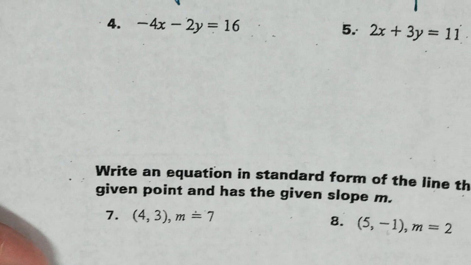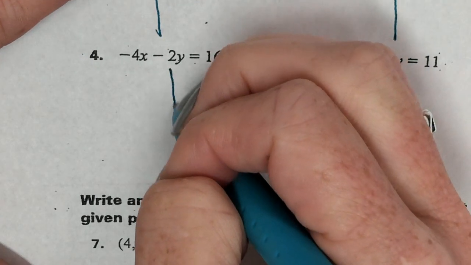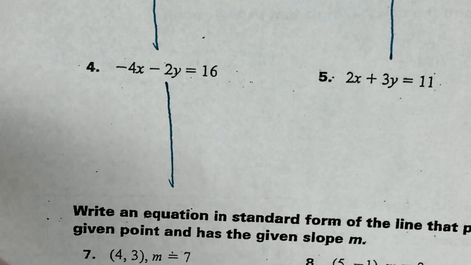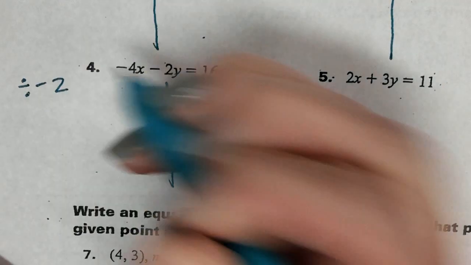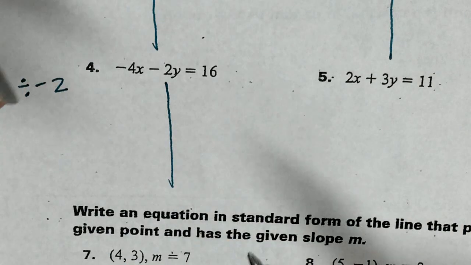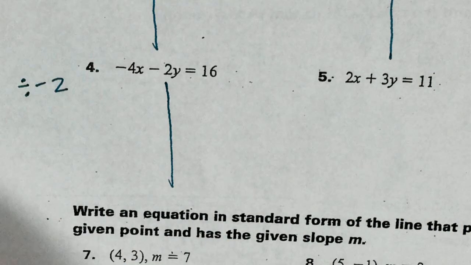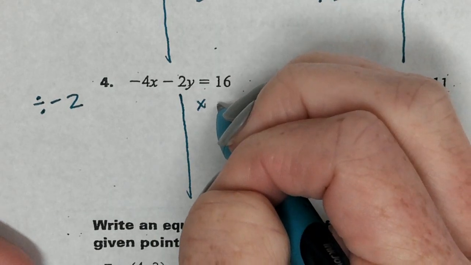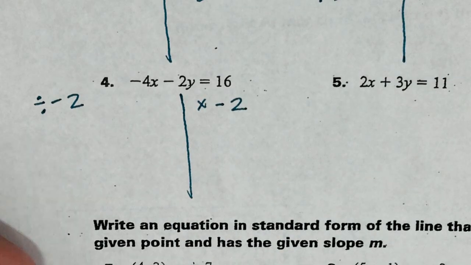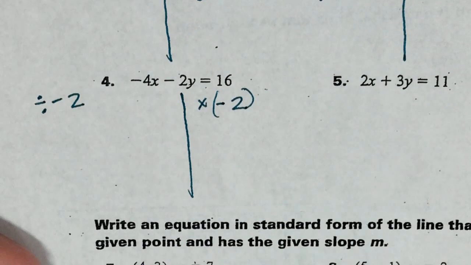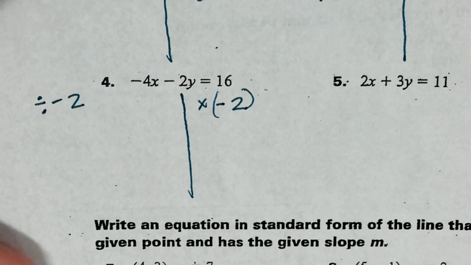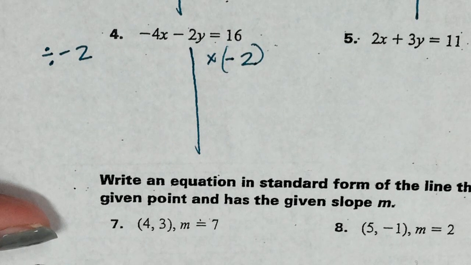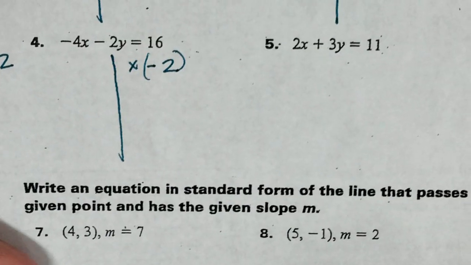Okay, number 4. What can we divide by? Ooh, give me more. -2. We cannot divide by +2 because that would keep the number in the a position a negative, and we can't have a negative. So we're going to divide by -2. And then what else could we do? Multiply by -2. And I'm going to put that in parentheses so it doesn't look like x minus 2, because that's multiply by -2. Are we good? Yes.